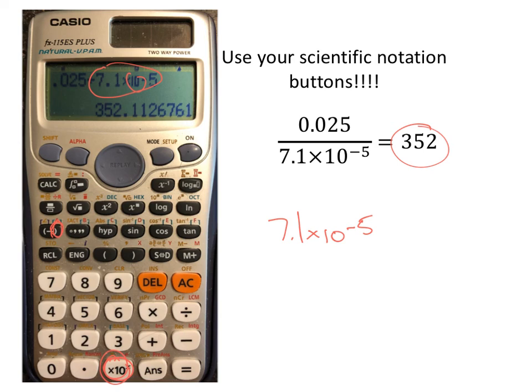So use the scientific notation button on your calculators. If you have a calculator that's not one of the models that I demoed and you're not sure how to do it, please reach out to me, and we will figure out how to use scientific notation on that particular calculator.